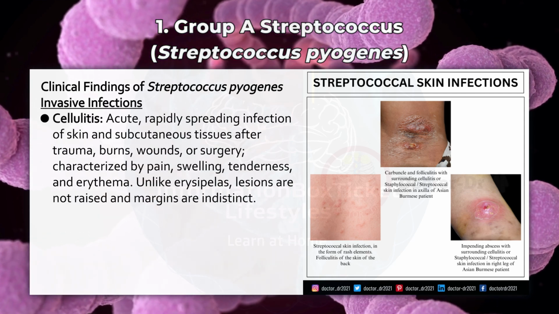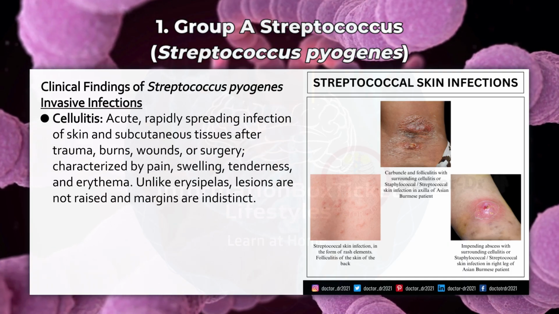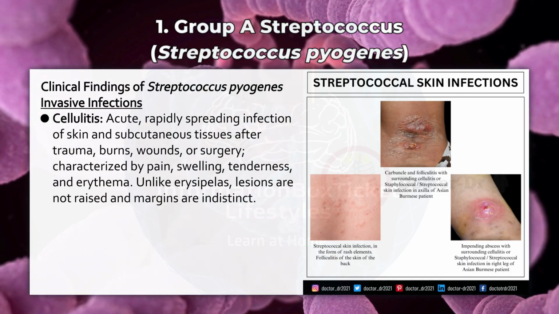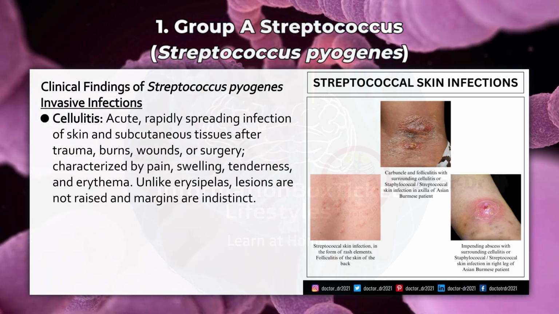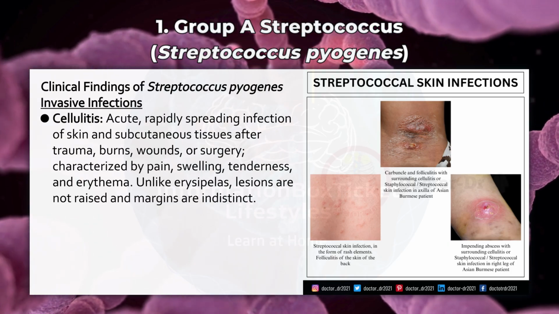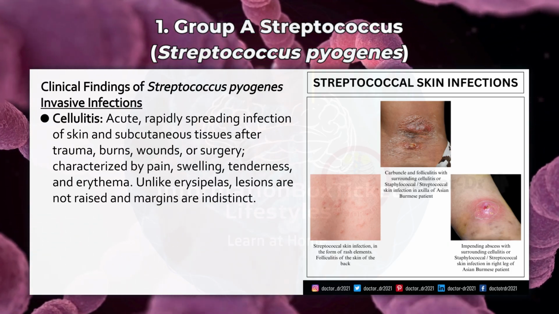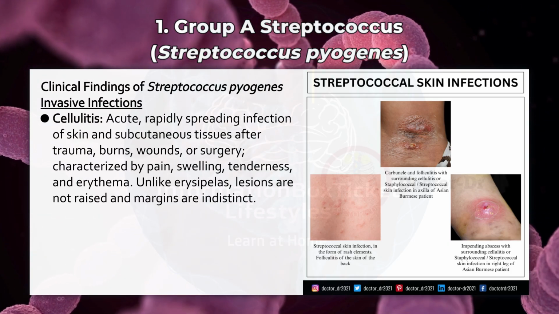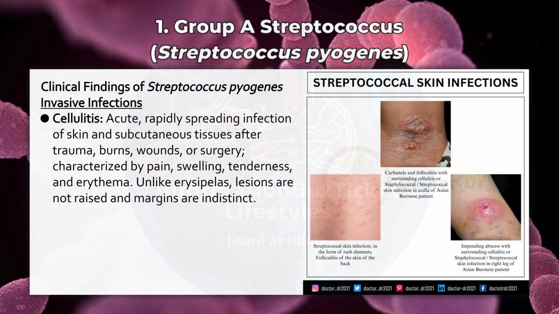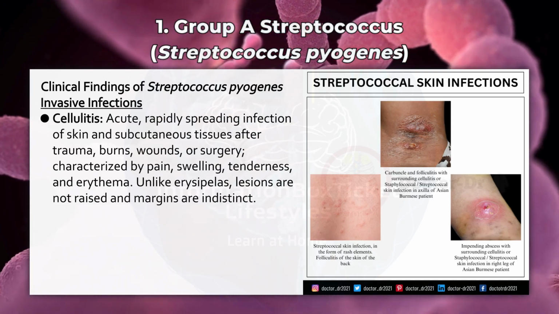Cellulitis, acute, rapidly spreading infection of skin and subcutaneous tissues after trauma, burns, wounds, or surgery, characterized by pain, swelling, tenderness, and erythema. Unlike erysipelas, lesions are not raised, and margins are indistinct.